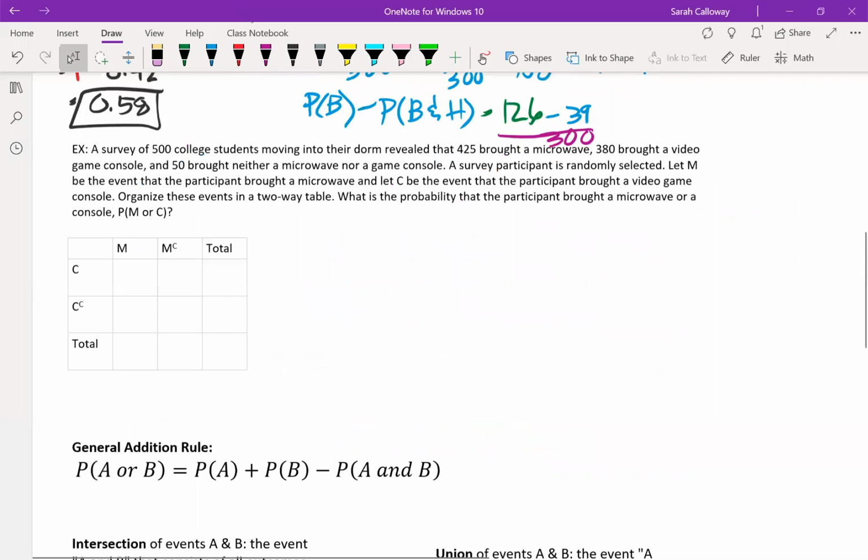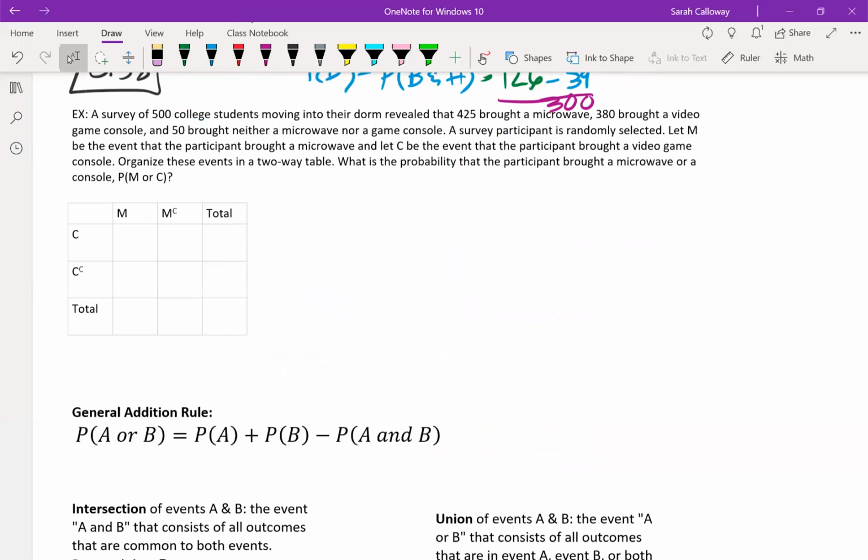Okay, so in the next example, we're filling out a two-way table. I wanted to go through that process because they don't really do that in the examples. You use it, but you don't really fill it out.